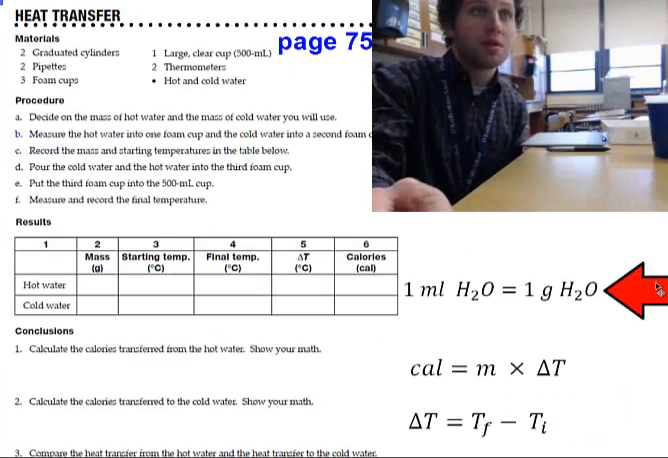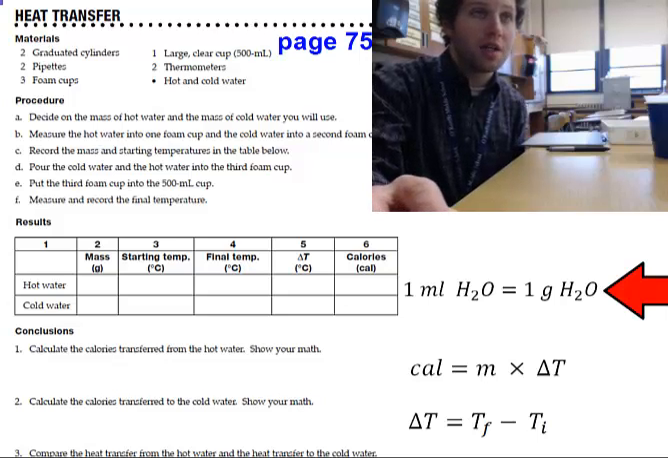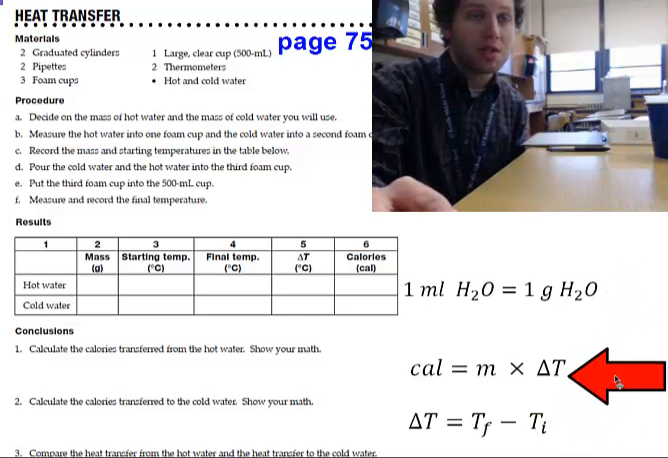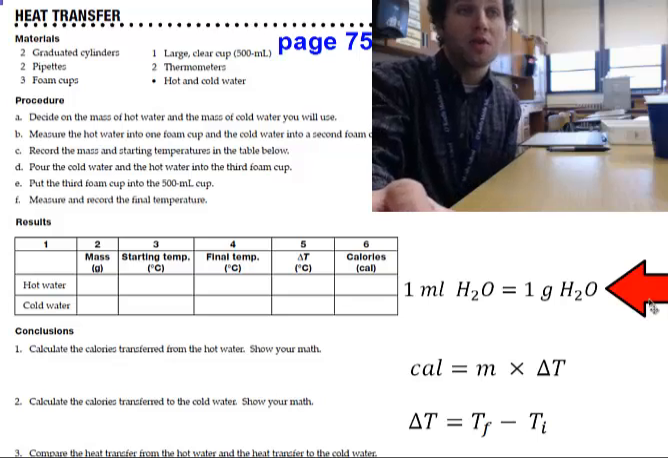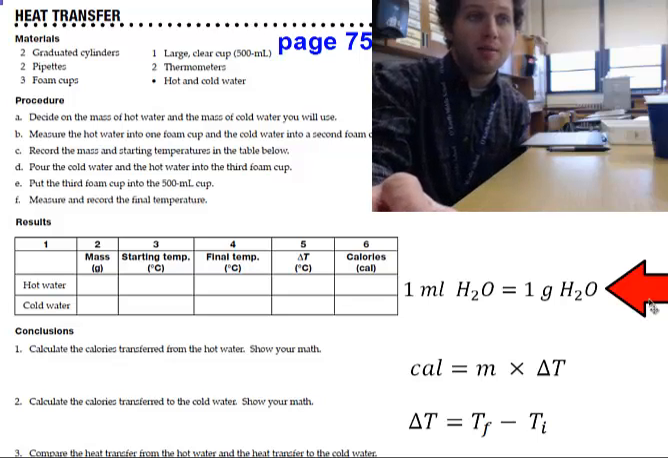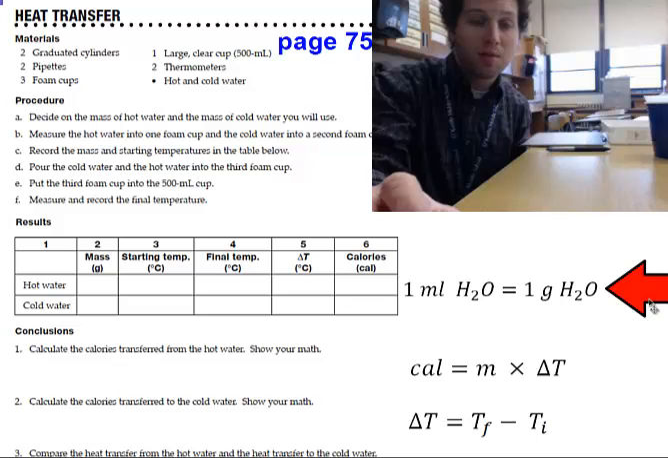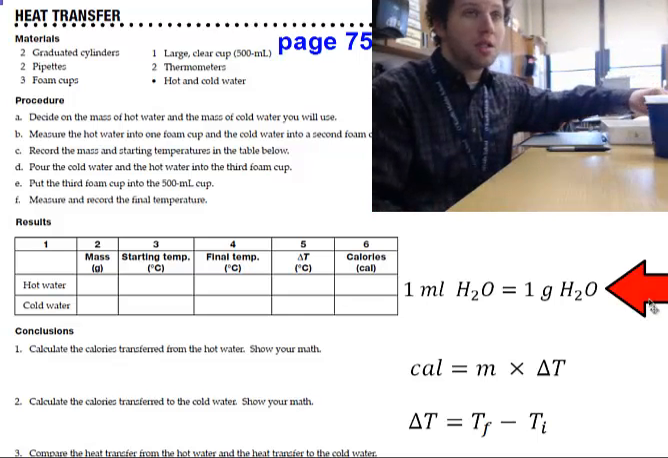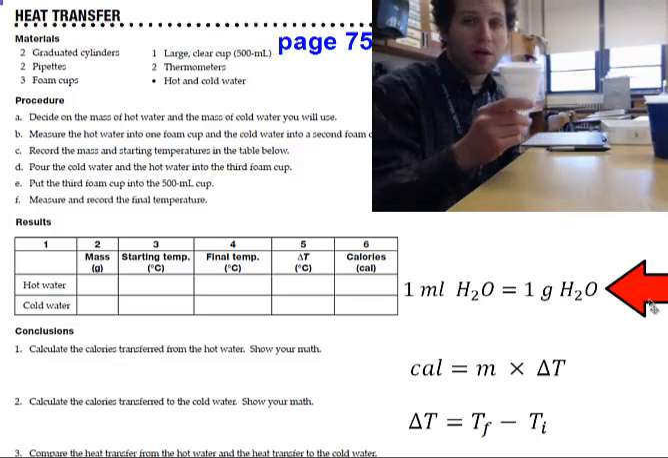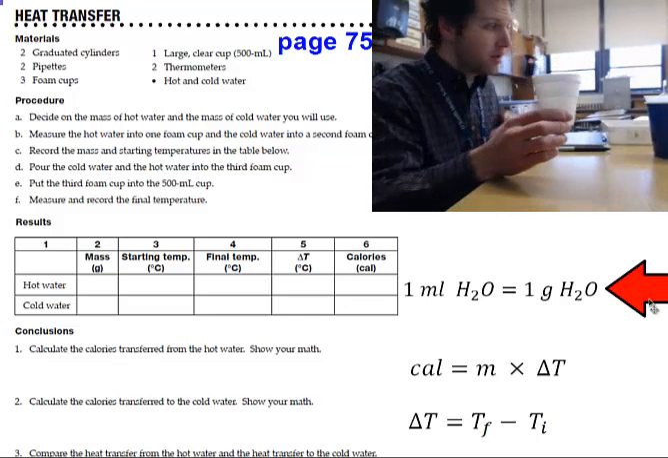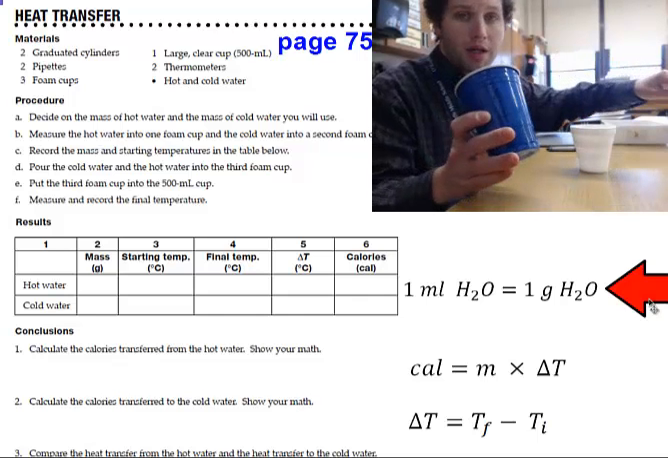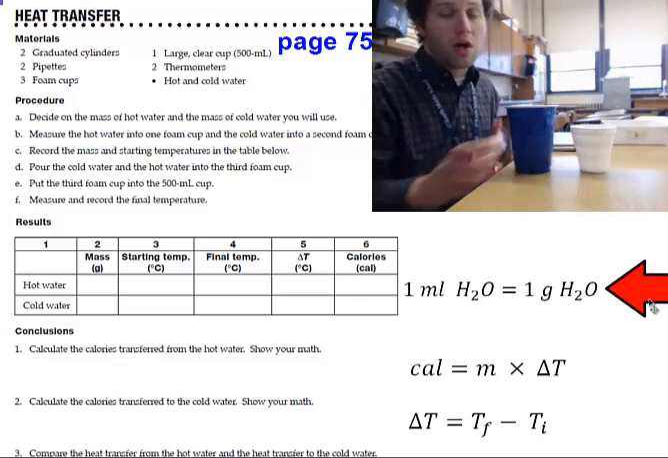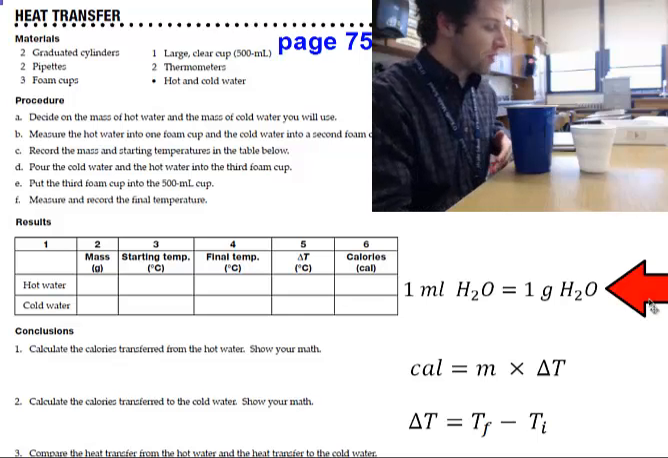The first thing you'll want to do is open your notebook to page 75. You'll see the directions there in a data table. I would also recommend copying these 3 equations into your notebook. They'll be very helpful as you calculate the amount of calories transferred from hot to cold water. The first thing you'll do when you get to your lab station is get some hot and cold water. Take a styrofoam cup, get some hot water, and take a blue cup and get some cold water from the coffee pot with ice cubes in it.